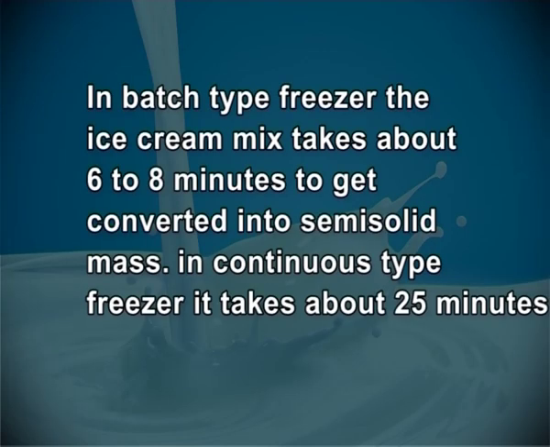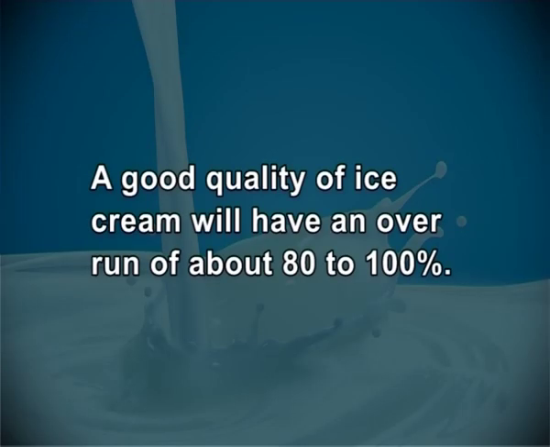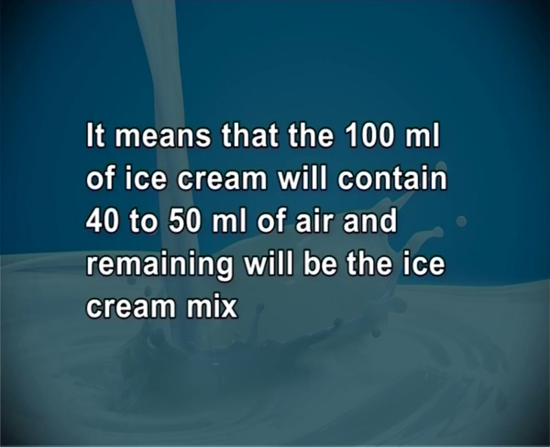In batch-type freezer, the ice cream mix takes about 6 to 8 minutes to get converted into semi-solid mass. In continuous type freezer, it takes about 25 minutes. Once the mix is transformed into semi-solid condition due to freezing, air is incorporated into the semi-solid ice cream mix. A good quality of ice cream will have an overrun of about 80 to 100%. It means that the 100 ml of ice cream will contain 40 to 50 ml of air and remaining will be the ice cream mix.